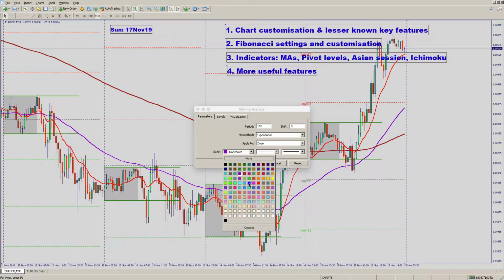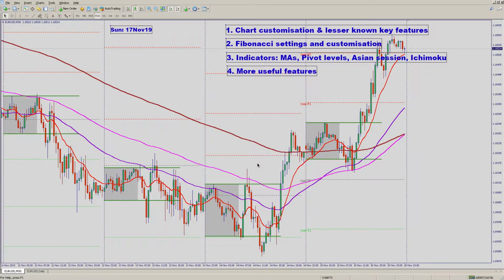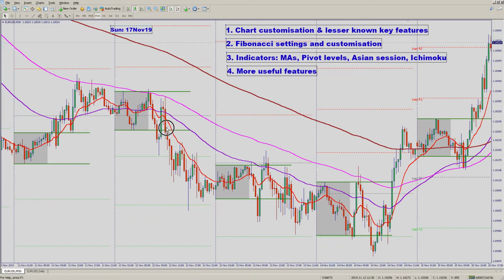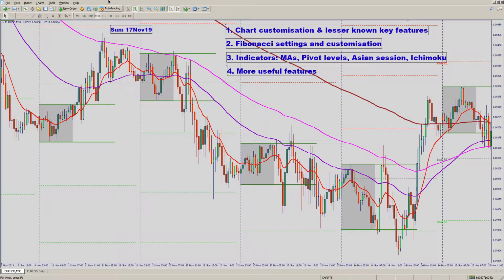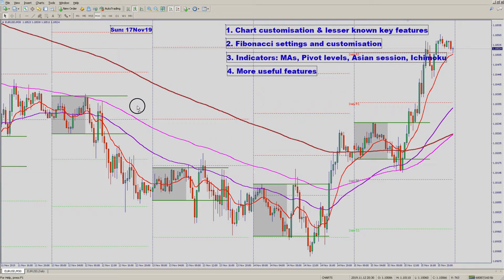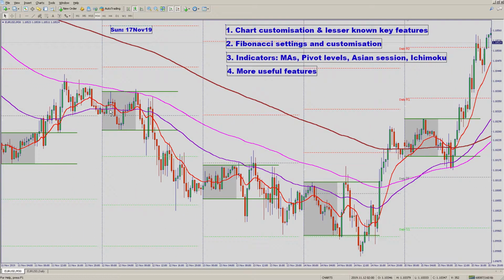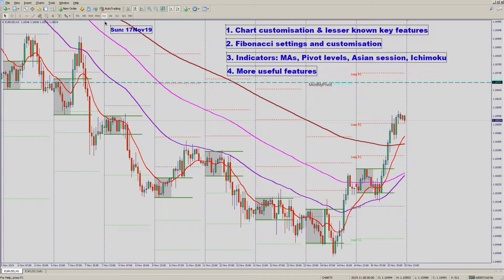Let's make this one blue for now, or even purple, magenta, and that's where the 110 is. There's a resistance up here, from, there you go, the second half of the day of the 11th, and then followed by the Asian session on the 12th. So that is equivalent to the 1 hour 55 EMA.